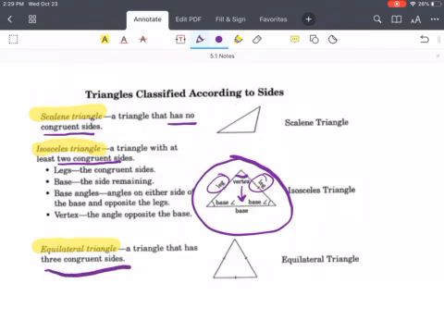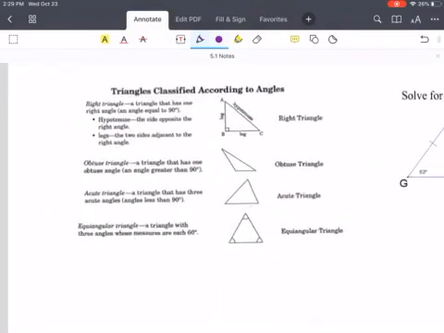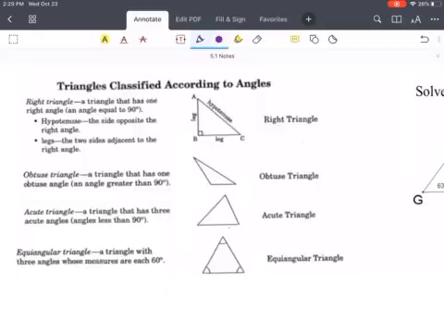Some of these names will always overlap with the angle names, and then others of them will sometimes, we'll talk about that. And then based on the angles, there are four different ways that we can classify a triangle. So the first way with angles is talking about a right triangle. And this is a triangle that has exactly one right angle.